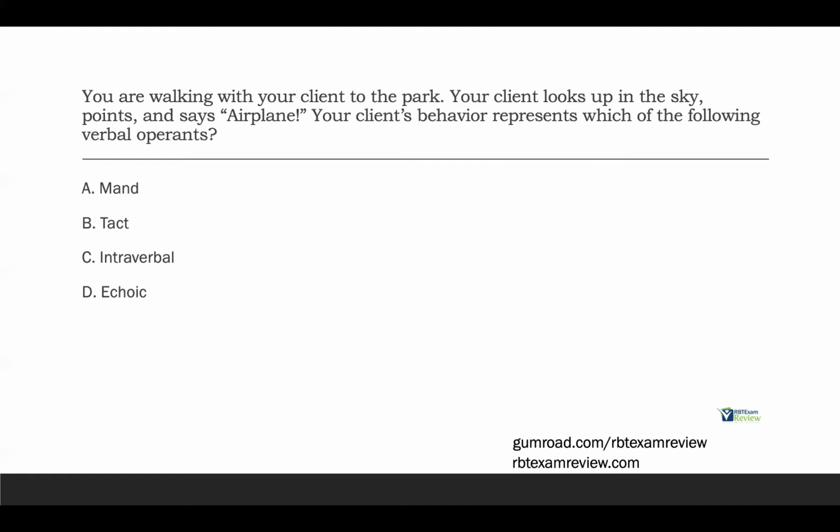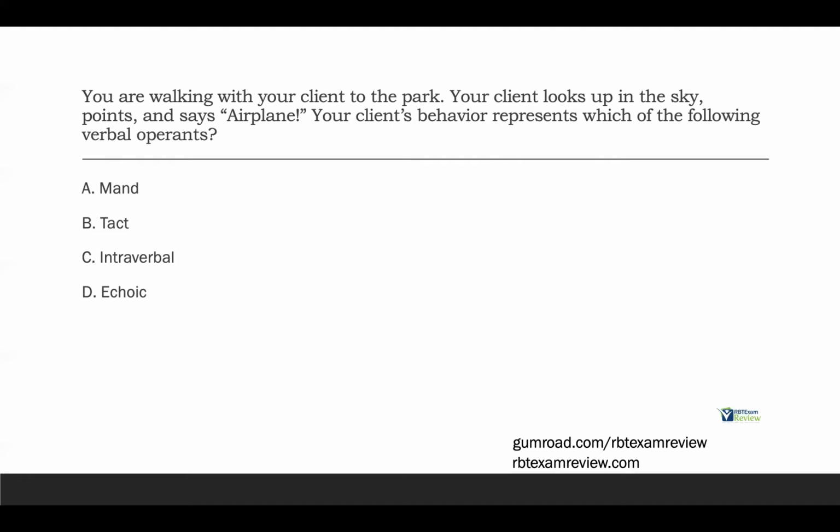So in this case, what did your client do? Well, your client looked up in the sky and labeled the airplane. Which of the verbal operants represents a label? Is it a mand? Well, a mand is a request. So if your client is asking for something, that's a mand, okay? A tact, tacting is labeling. So when you tact something, that's when you label something. What did your client do? They labeled the airplane. Therefore, what? They tacted the airplane, okay? So this verbal operant is a tact.